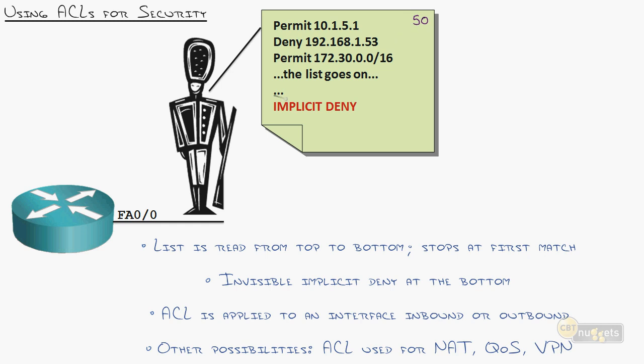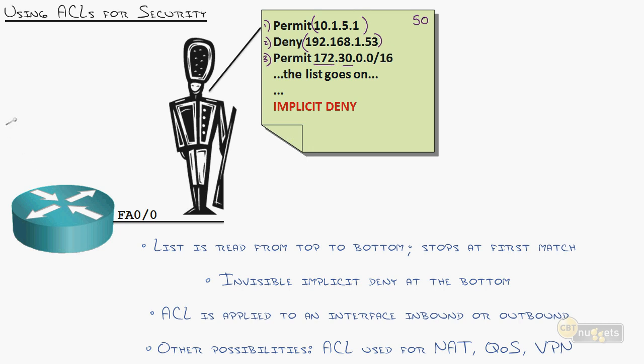And in that list, the first statement that I make is permit 10.1.5.1. Maybe that's that specific host that I really want to focus on. Now, second one, there's this guy who's been surfing the web all day. I'm done with him. I'm denying 192.168.1.53. Then I go down and I say, well, but you know what? The subnet 172.30.0.0/16. So that means essentially the first two octets of that subnet are what's looked at and permitted.